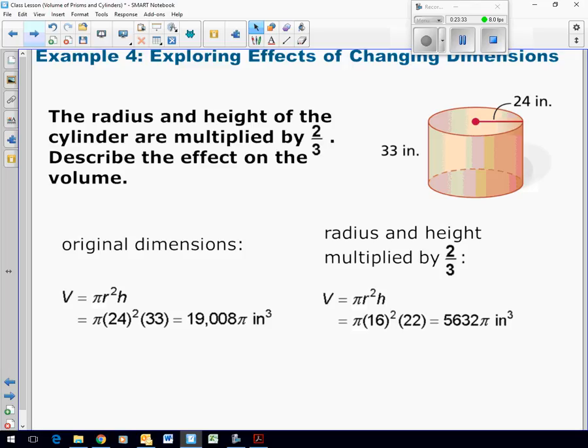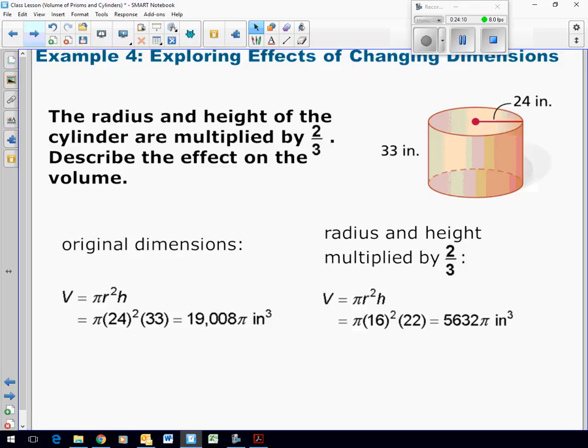Then you go back. You multiply both of these dimensions by 2/3. What's 2/3 of 24? 16. What's 2/3 of 33? 22. Are these things on the slides? Yes, they are. We'll get there one day. All right. Then you do pi times 16 squared times 22. You get 5632 pi as your volume.